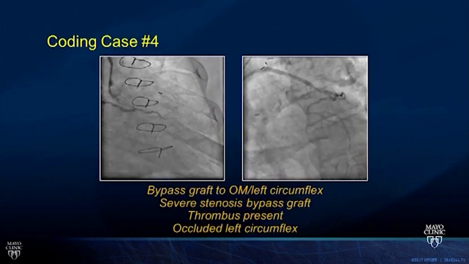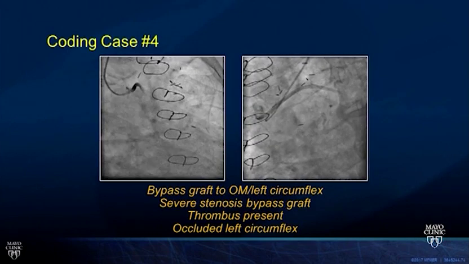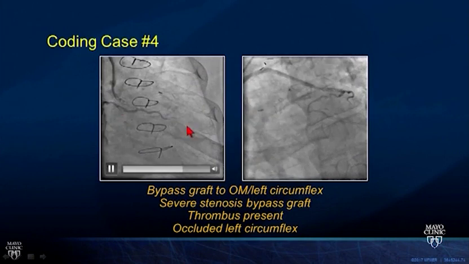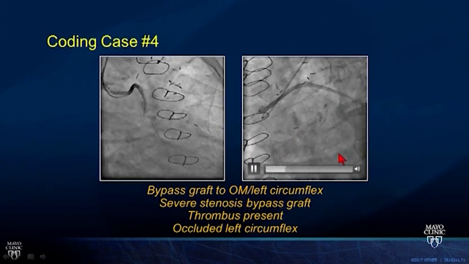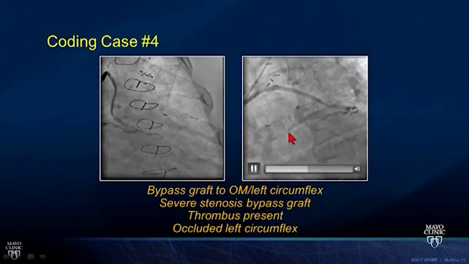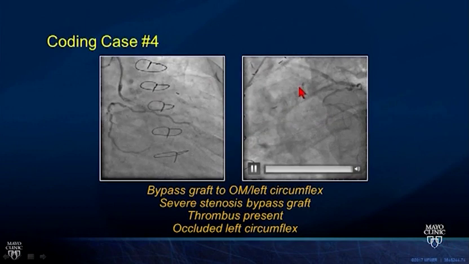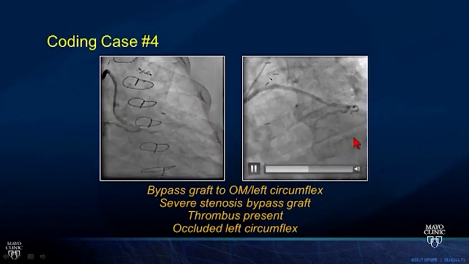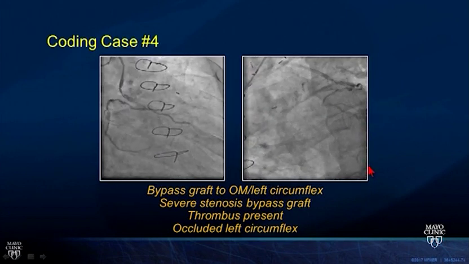All right, so this is a bypass graft to the OM branch of the circumflex. And you can see that because, for one thing, this is the lateral wall on the LAO view. But also, if you look at this view down here, you can see the outline of a calcified left circumflex where the LAD would go. And this is just where you would expect an OM. It's kind of an anterolateral distribution.